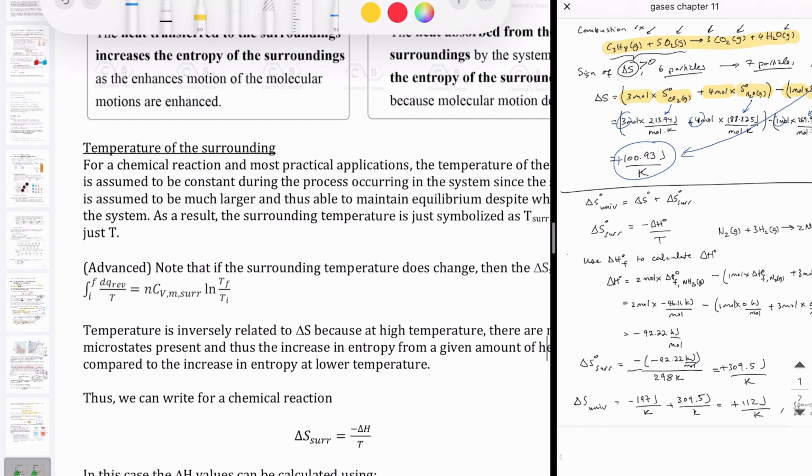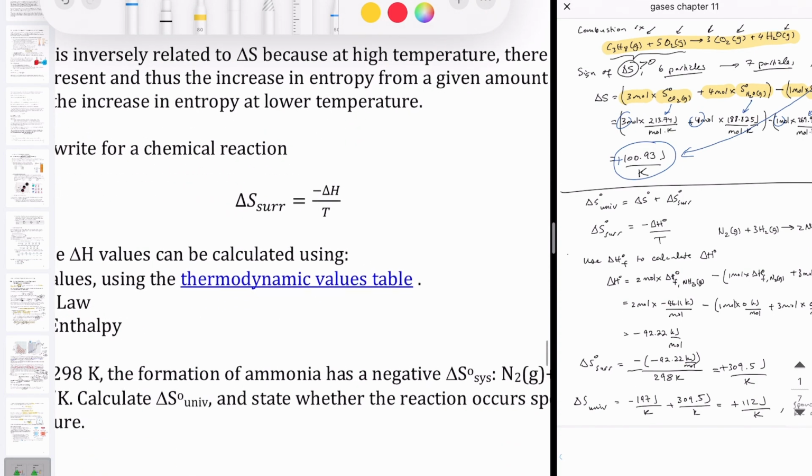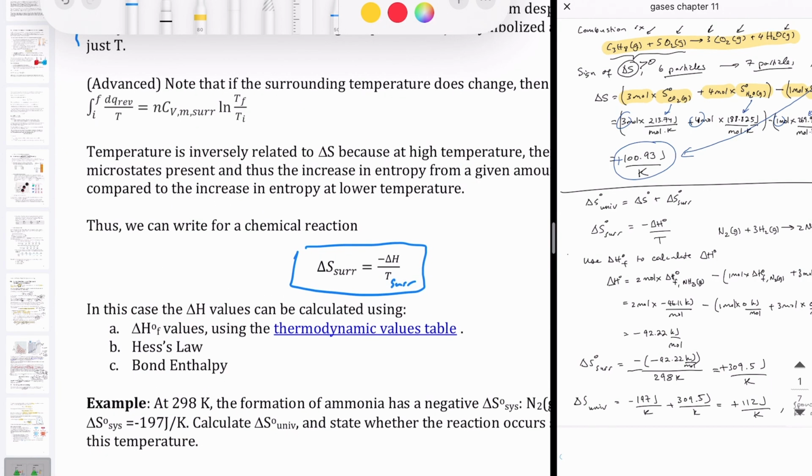Okay, so now we can combine these things together, again keeping in mind that temperature doesn't really change for the surrounding. Our equation can then be written such that delta S surrounding is just the negative of the delta H of the system divided by the temperature of the surrounding, okay? And so that is how we can calculate the value of the delta S of the surrounding.